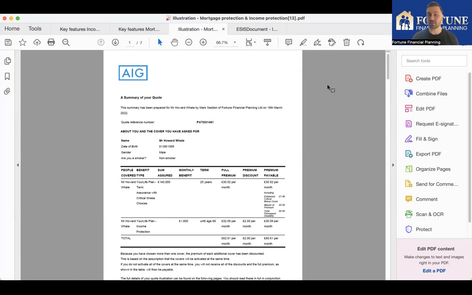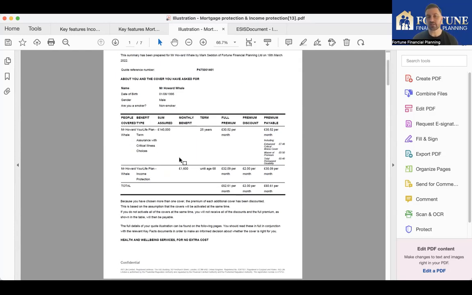As an advisor, I get to choose. And on this occasion, I'm picking AIG. So just to run through the illustration, it's a summary and been prepared for Howard Whale by myself at Fortune Financial on the 16th of March. There's the reference number for the client if it is required. But of course, we just want to double check his details to make sure they are correct.